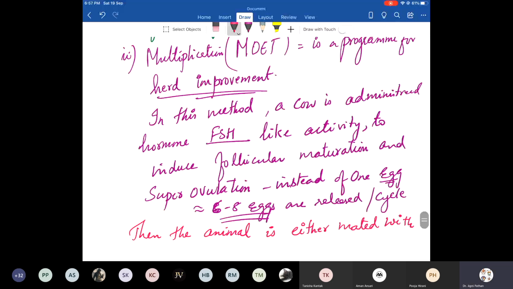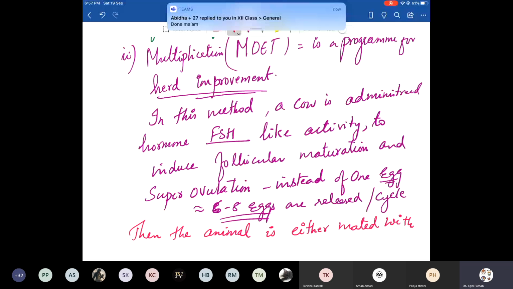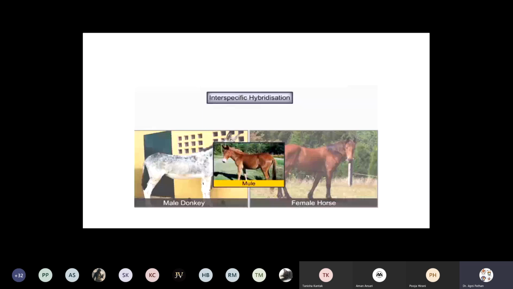Can you see the mule? A male donkey who is hard-working and a female horse who is steady, together they form a mule. Interspecific hybridization. Okay, very important. Next.